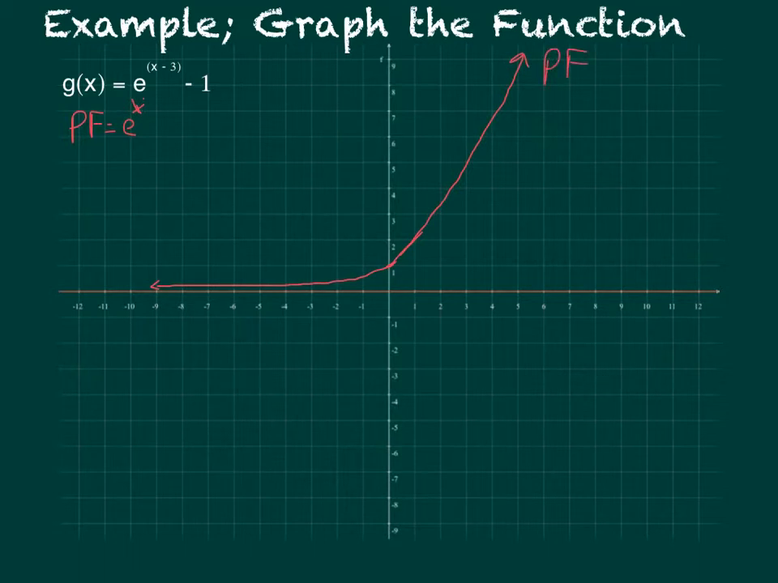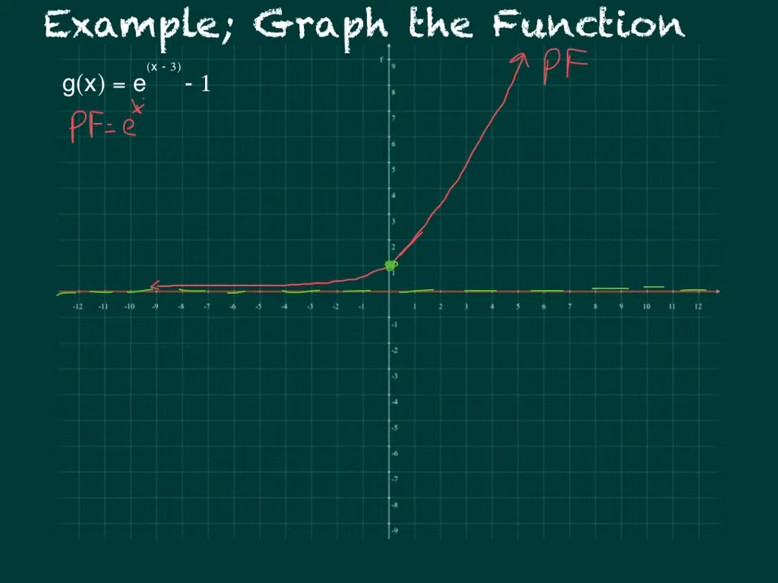Alright, now, as I look at this one, it has no flipping, no stretching, no anything like that. So all I have to do is shift it around. So I'm going to shift it. I'm going to look for my key points, so the point (0, 1), and I have an asymptote right here, so I'm going to mark that because this line's never going to be crossed.